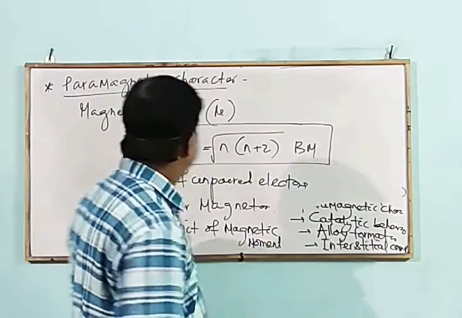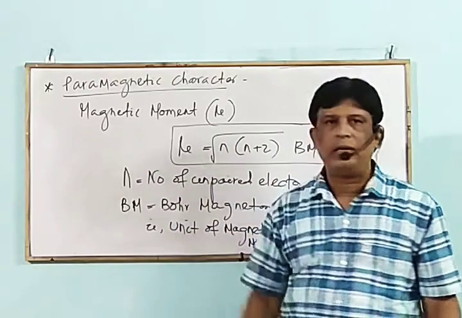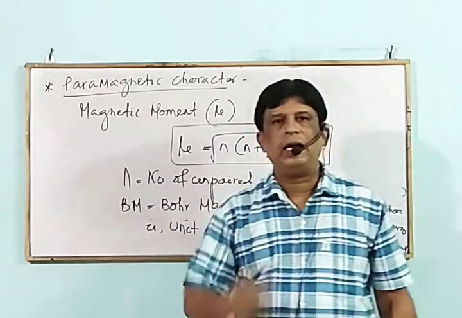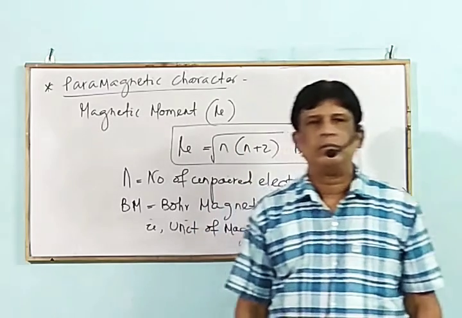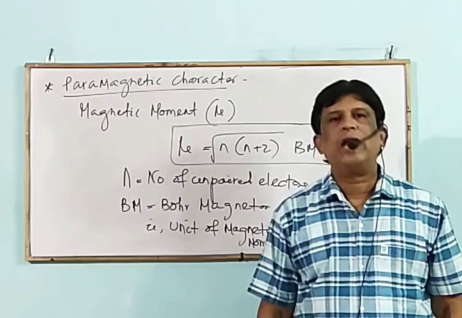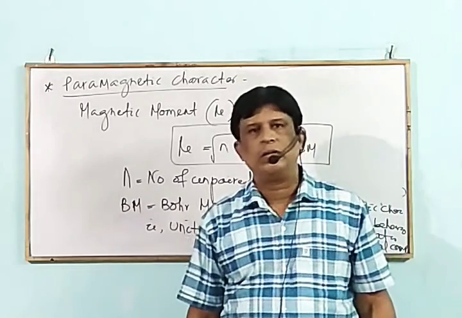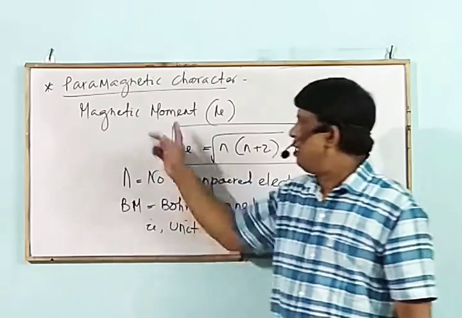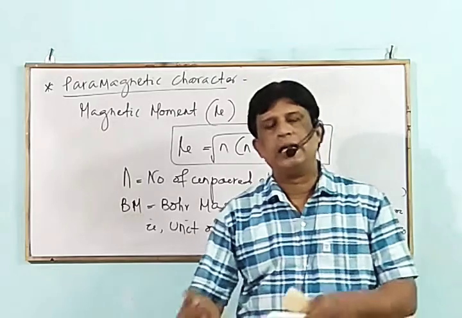So from this it is clear that the higher the magnetic moment, the higher the unpaired electrons, the higher the paramagnetic nature. But in case of zinc, cadmium, mercury, as they have no unpaired electrons, their magnetic moment is zero, that's why they are diamagnetic in nature.